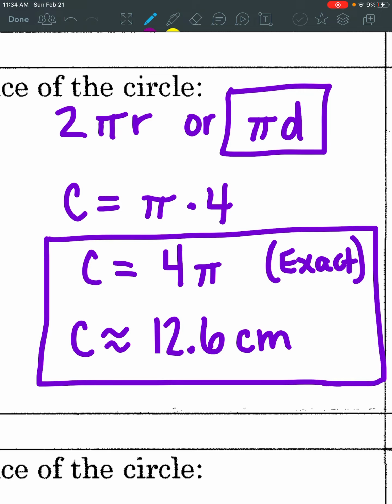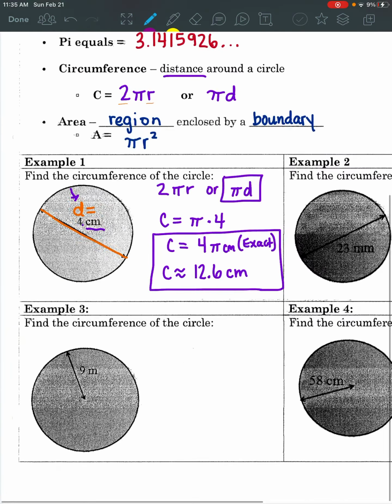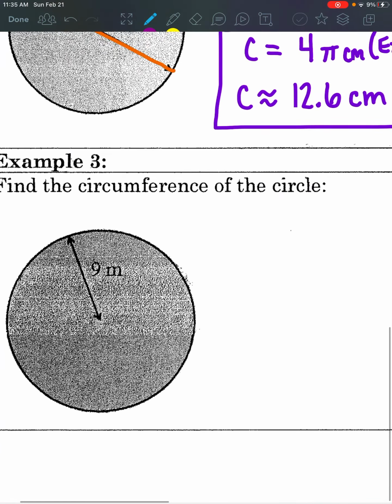Does it want an exact answer? Then that would be 4 pi, and it'd actually be centimeters. If it wants an approximate, it tells you to round. Then you would multiply, and you'd get 12.6 centimeters for the circumference. Both answers are the exact same. All right, I'm going to jump down to example 3.